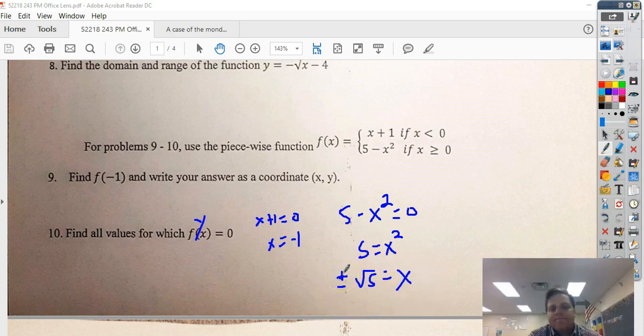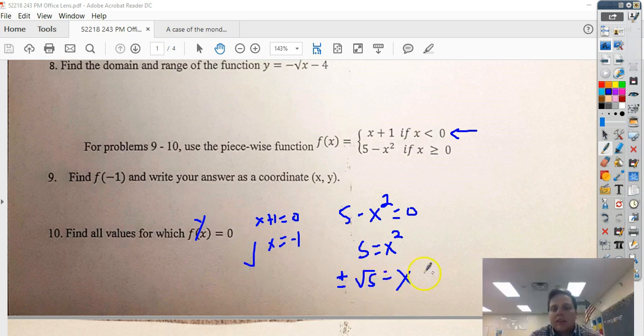Okay, so now we have to go back and check these answers. X plus 1, where did it come from? It came from this piece right here, right? What must x be less than in order to use this piece? 0. Is the answer negative 1 less than 0? Yes. So this answer works.